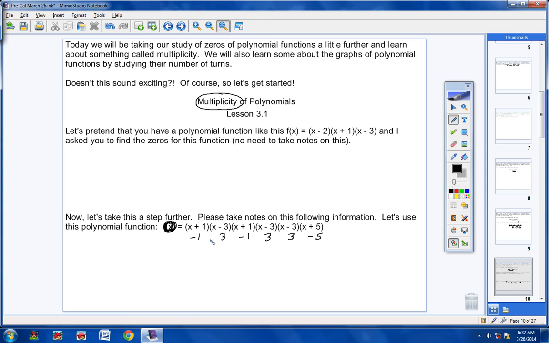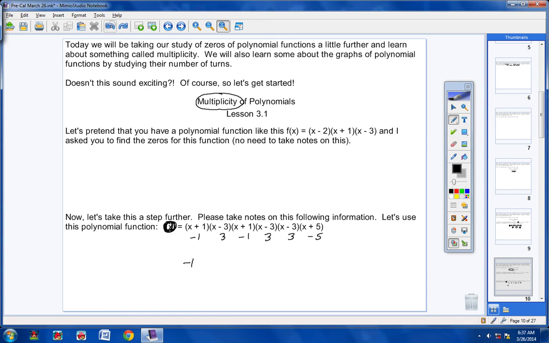You should know by now that sometimes when you factor a polynomial, you get repeated parentheses like x minus 3, x minus 3, x minus 3, or x plus 1, x plus 1. And so when I ask you to list out the zeros, you wouldn't list -1 out twice, and you wouldn't list 3 out 3 times. If I asked you to list out the zeros, you would say -1, 3, and -5.